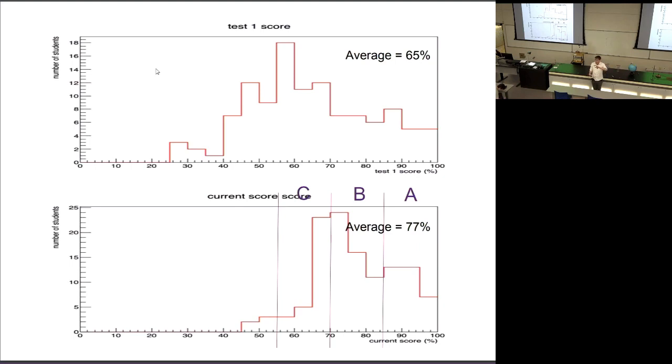Most of the exams were returned in yesterday's recitation class. If you took your exam with DRC, I have your exam. I posted online, it's posted here on the slide, the distribution of scores on test one and the average for test one. And also, the lower plot here is the distribution of your current scores in the course as compared to the letter grades for the course. So I hope that's useful.